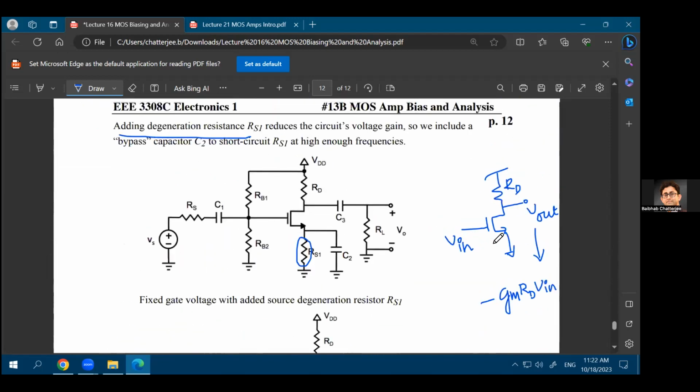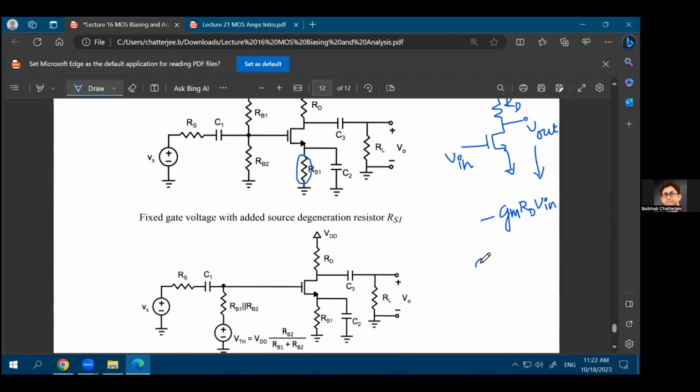So what I'm trying to say here is that your Vout will be minus gm times RD, that is the gain of the system, times Vin. And you can also write the same equation intuitively. Minus gm times Vin is the current that is flowing through the device. So transconductance times input voltage, that's basically the current that is flowing through the device.